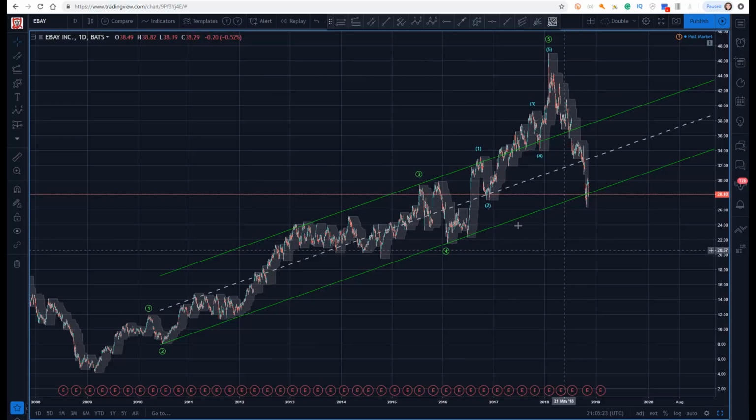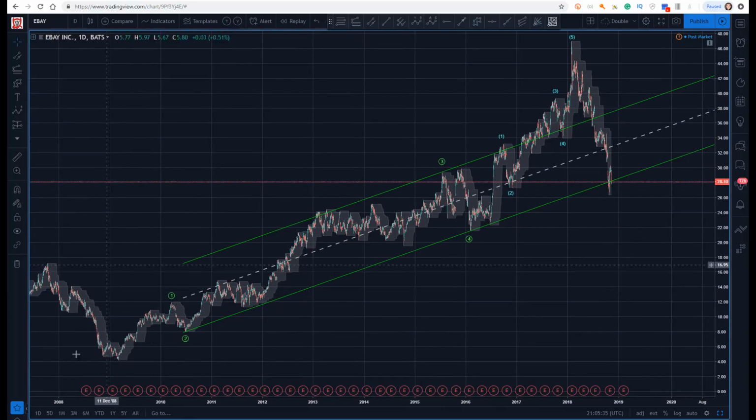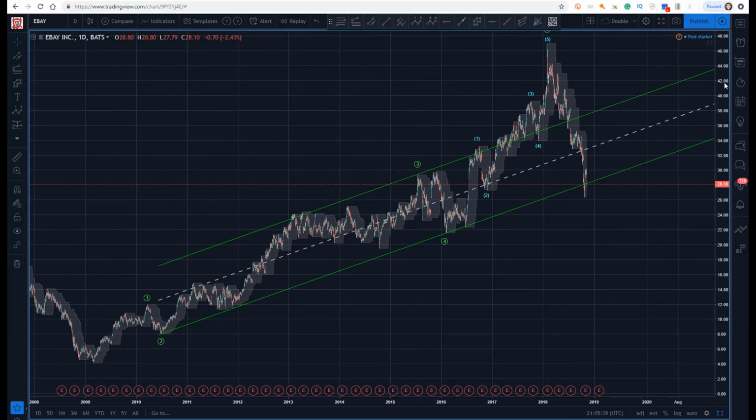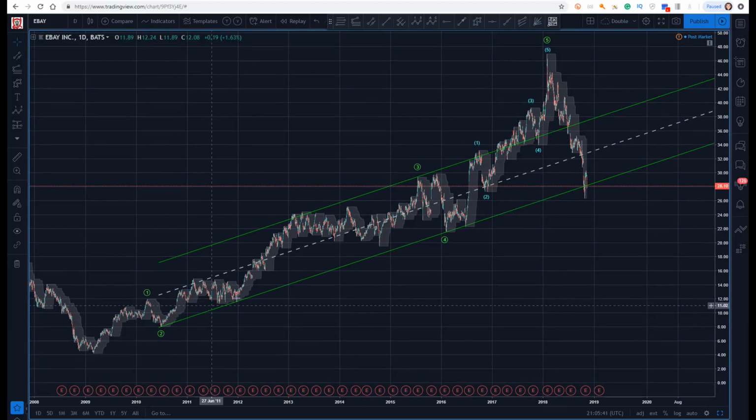Here we look at eBay. So I've got the daily chart of eBay here, and we can see it's a pretty nice looking five-wave structure off of this low. So we're going back to 09, right? So that is the low of 09 here. So coming off of that, I mean, this is when Elliott is most useful.